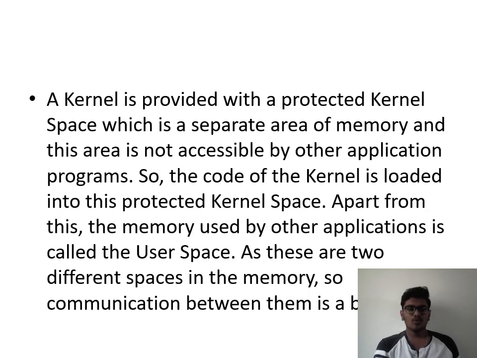A kernel is provided with a protected kernel space, which is a separate area of memory, and this area is not accessible by other application programs. So the code of the kernel is loaded into this protected kernel space. Apart from this, the memory used by the other applications is called the user space. As these are two different spaces in the memory, communication between them is a bit slower.